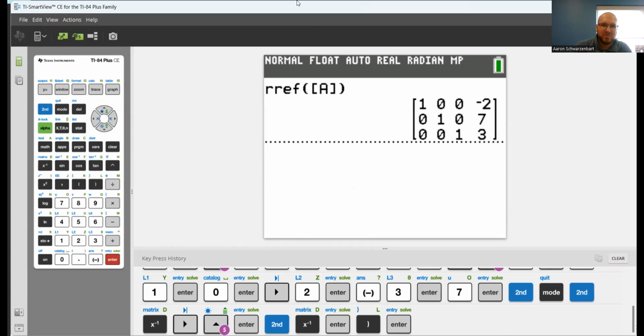So what does that mean? My first row has x plus 0y plus 0z equals -2. Second row, 0x plus 1y equals 7. And 0x plus 0y plus z, z being my third column, 1z equals 3. Which is the result we got at the end of the last video. We're going to do another one.